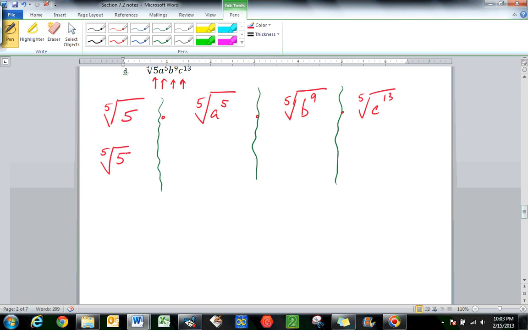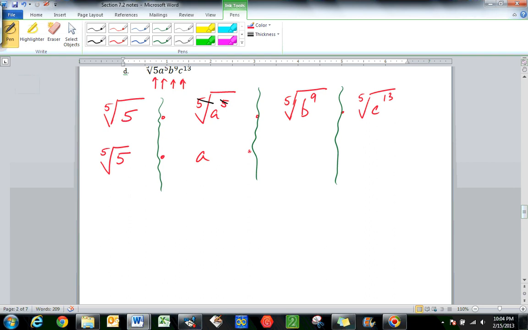And so when we come back, we're going to still have the 5th root of 5 as part of our final answer. Now, we look at the fifth root of a to the fifth. The 5's cancel each other out, simply leaving us an a. And don't forget, all this is still being multiplied together.